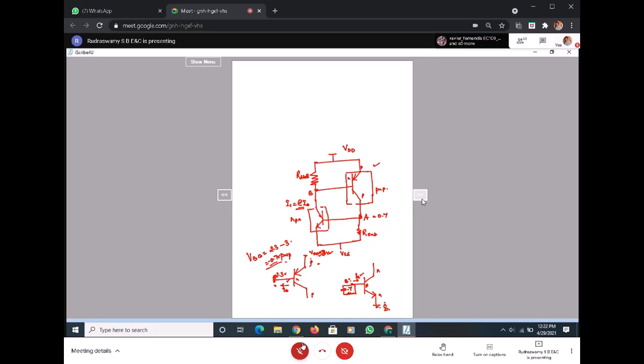Yes, sir. What is the stupidity happening with you people now? For an NPN, your base-emitter should be forward biased with a positive 0.7 volts VBE. For a PNP, VBE again should be 0.7, but it is the reverse. It has to be minus 0.7. Yes or no? And since my emitter is at 3 volts, my base voltage should be at 2.3 in order for the IB to flow in the PNP transistor. Is this clear now? Yes or no?